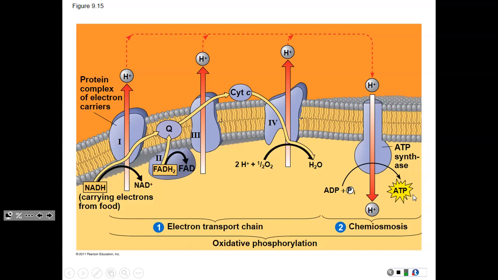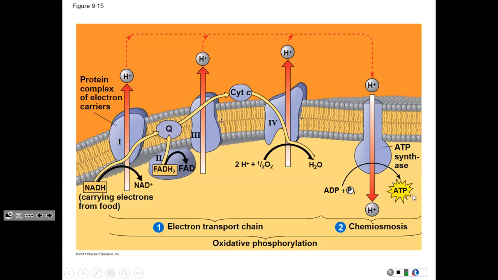Again, from an efficiency perspective, it sucks. It's about 35% efficiency for the energy transfer. But if you need ATP, it's a whole lot better to get 34, 36 ATPs for each glucose than nothing. So we live with it. And that's how we extract energy from glucose.